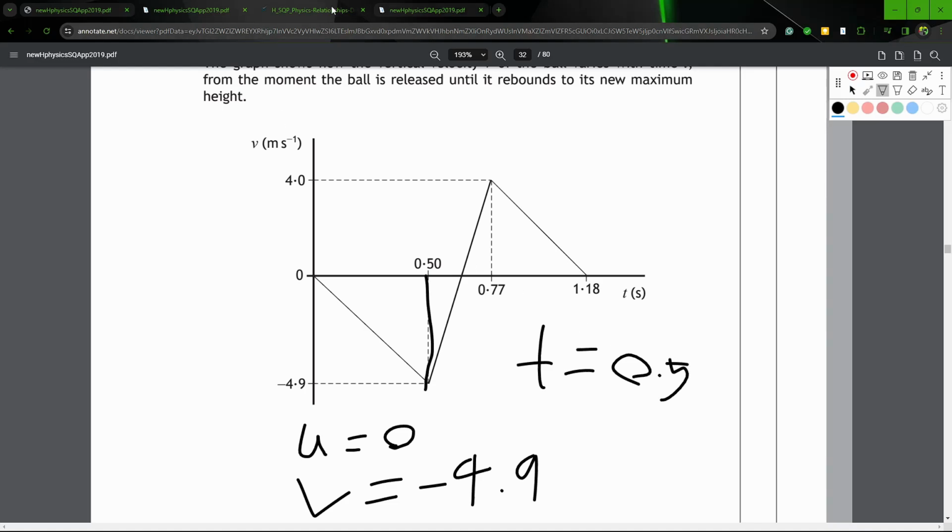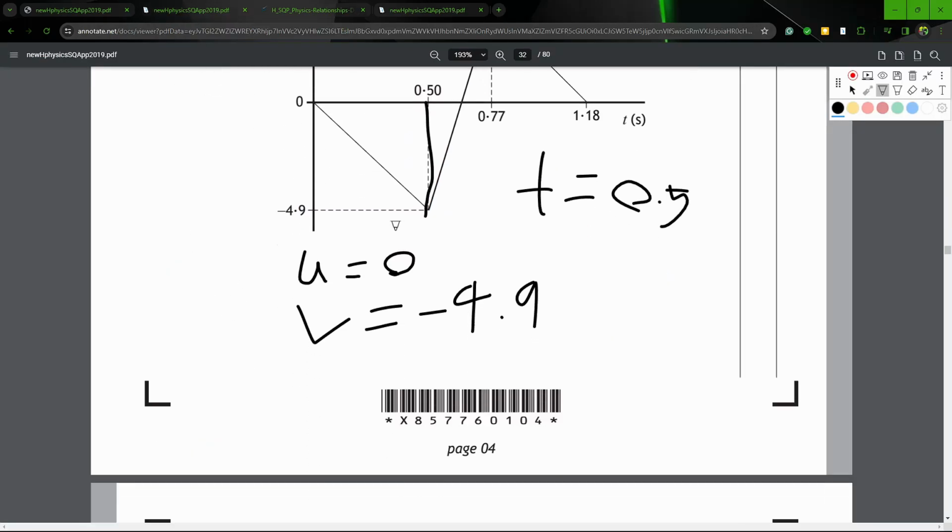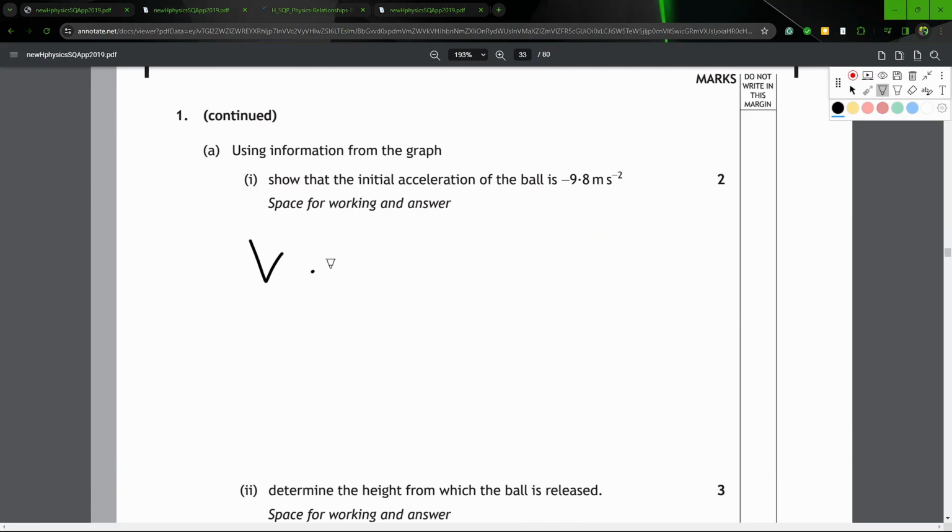If we go over to our relationship sheet, can we find an equation that works? Third one off the docket, that seems to work right there. We've got velocity, we've got initial velocity, we don't have acceleration, but we want to work that out, and we have time. So we could write down v equals u plus at, and then we'll plug in the numbers.